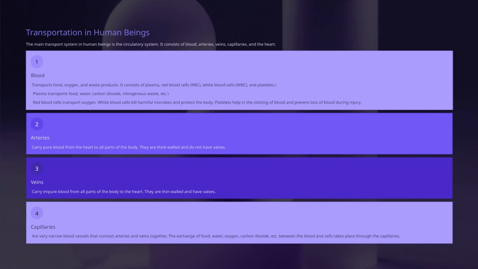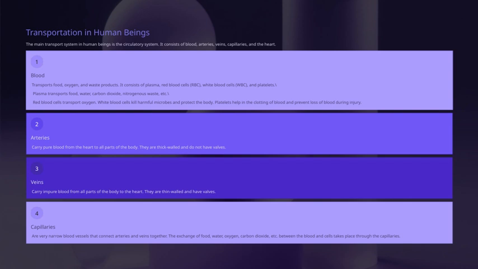White blood cells help protect us by killing harmful microbes. Platelets are essential for blood clotting. They help prevent excessive blood loss when we're injured. The plasma, which is the liquid part of blood, carries food, water, carbon dioxide, nitrogenous wastes, and other substances. So in summary, our blood is a complex transport system. It consists of plasma, red and white blood cells, and platelets, all working together to ensure our body functions smoothly.